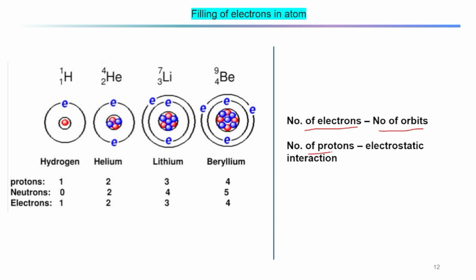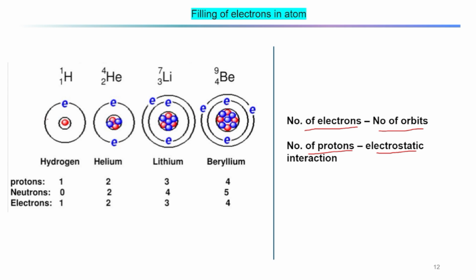And depending upon the number of protons, the electrostatic interaction between the nucleus and the electrons will differ. So if you have more protons, the electrostatic interaction will increase, and when you have fewer protons, the electrostatic interaction will decrease.